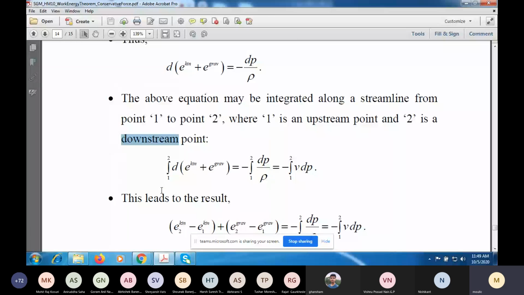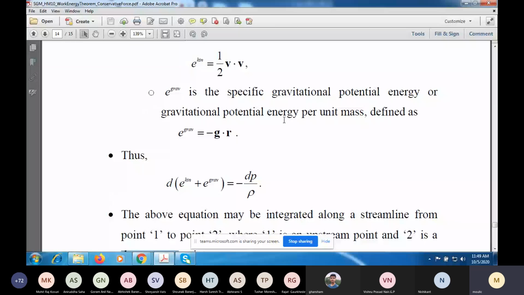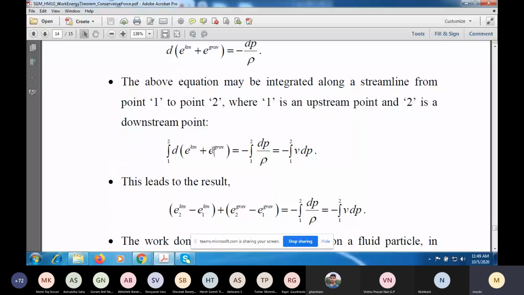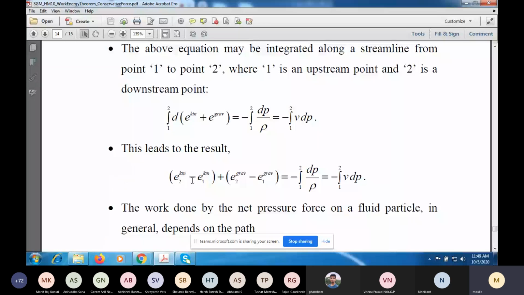Then you can simply say that here what I have done is I dropped the dm. Integral from 1 to 2 of this left hand side is integral 1 to 2 of d of the specific energies. Okay. So I can write the left hand side as the difference of the specific kinetic energy of the particle plus the difference of the specific gravitational potential energy of the particle equal to minus integral from 1 to 2 of dp by rho.